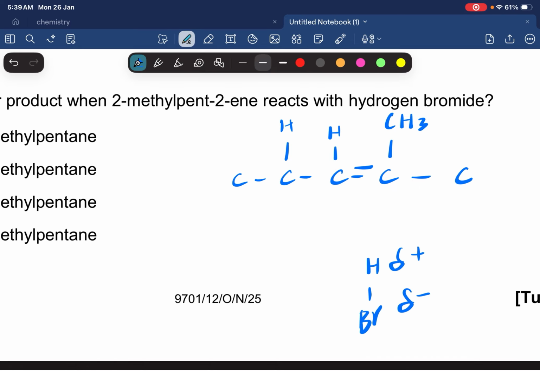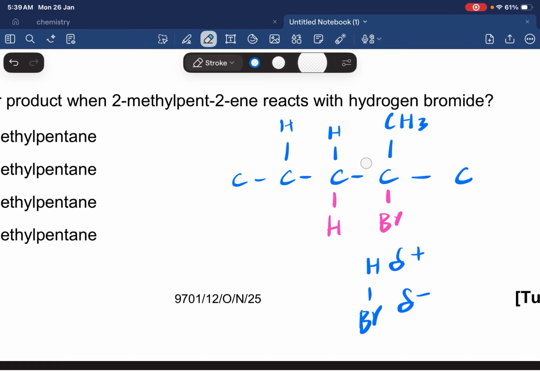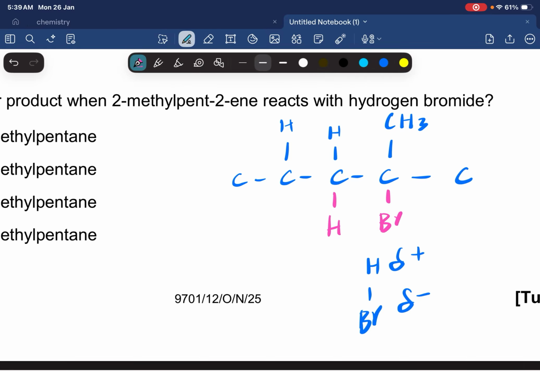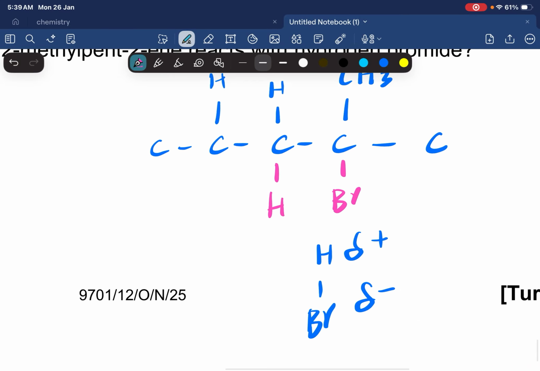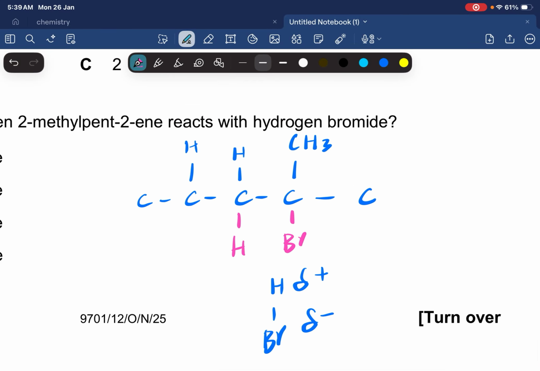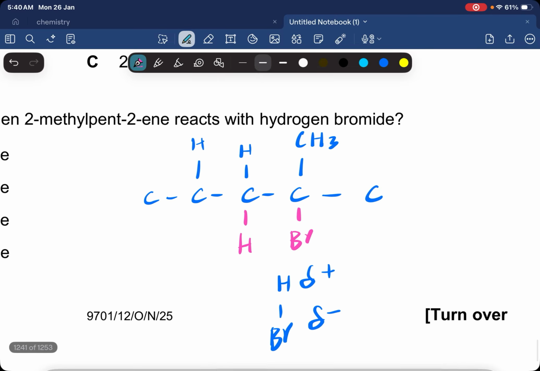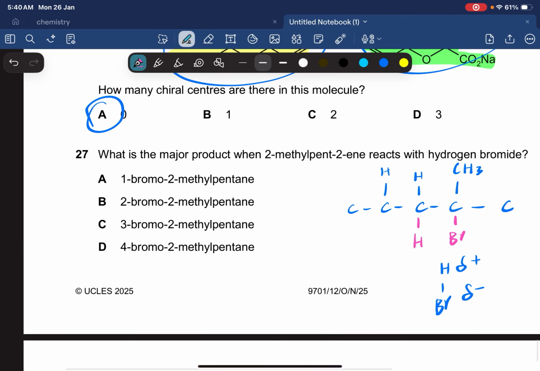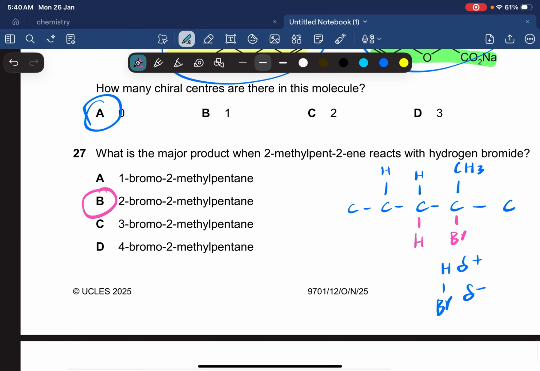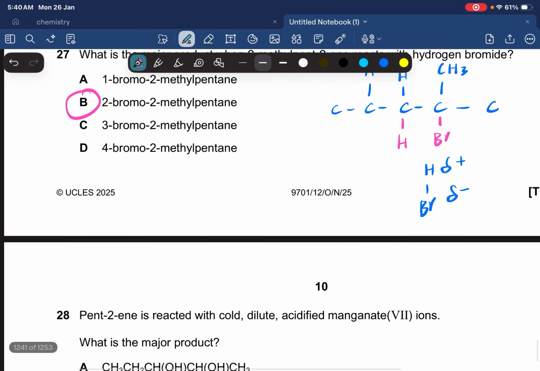So our Br is going to move here, our H is going to move here, and this double bond is probably going to break like this. And now what product have we formed? We have formed 2-bromo 2-methyl pentane, right?